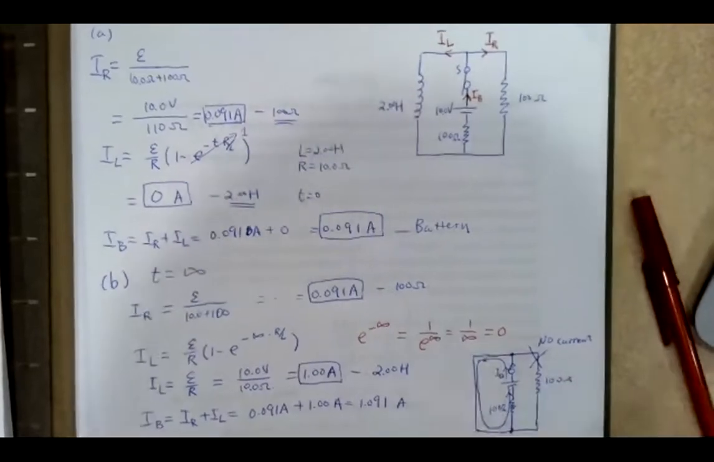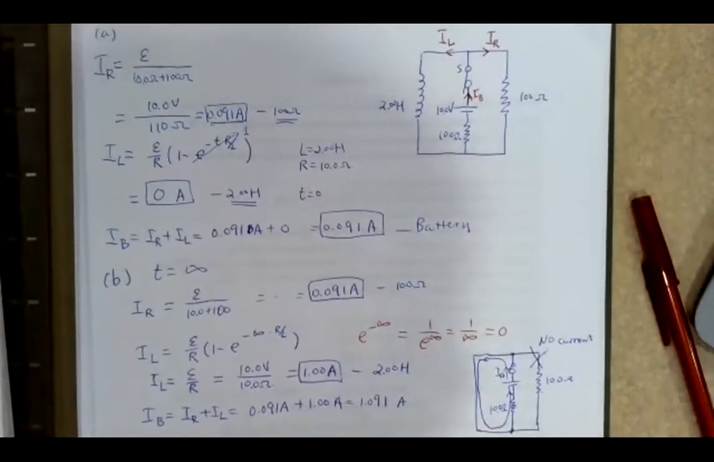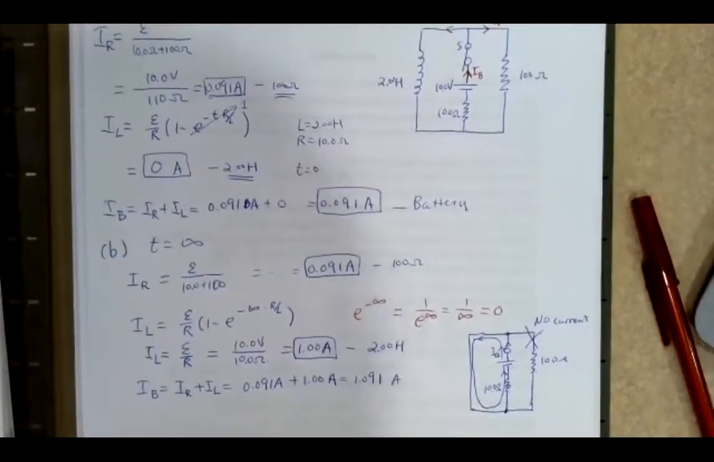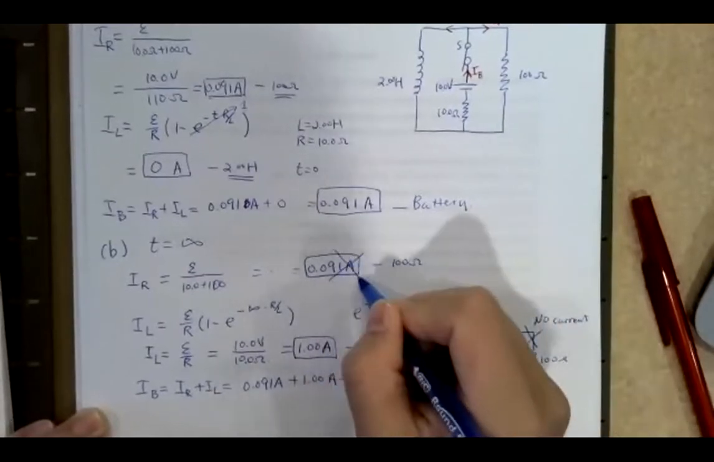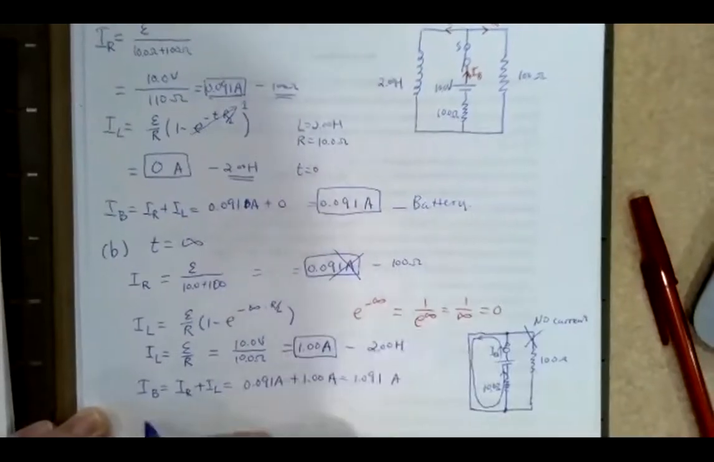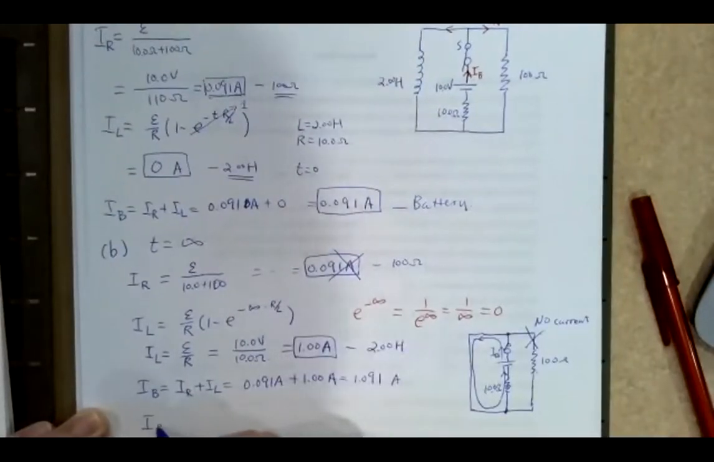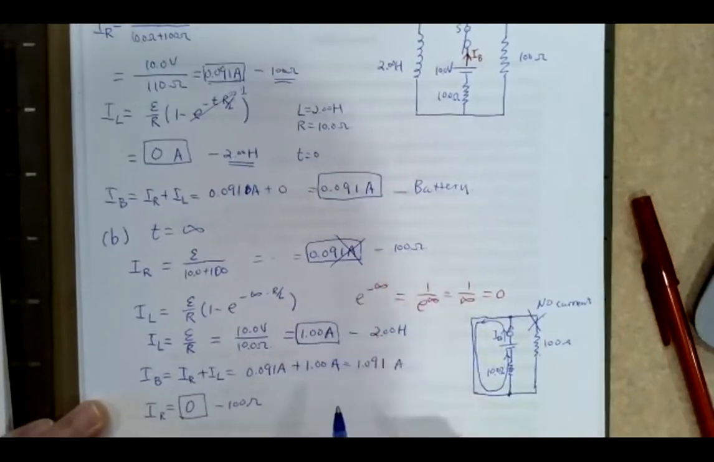Okay, so that tells us the answers will need to change a little bit here. On this one, it's not going to have a current over there. So the current over here is going to be 0. So I on the resistor is going to be 0 for the 100 ohms. Therefore, that's the correct answer for the resistor.